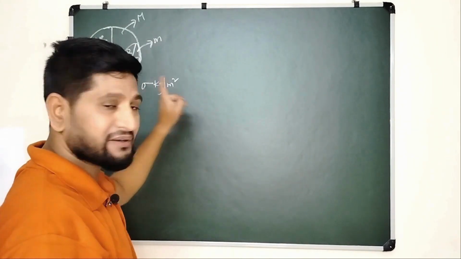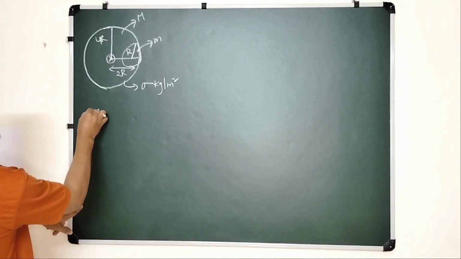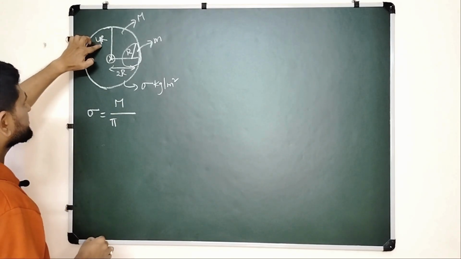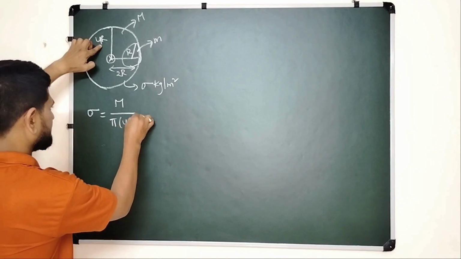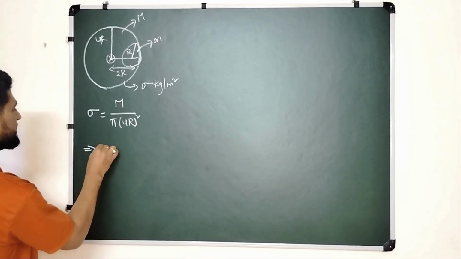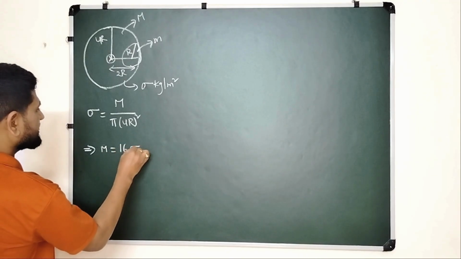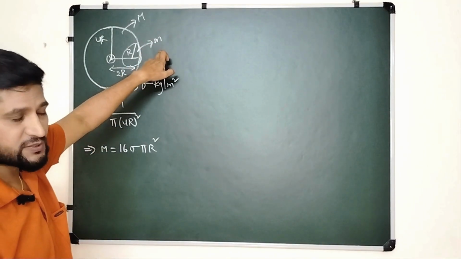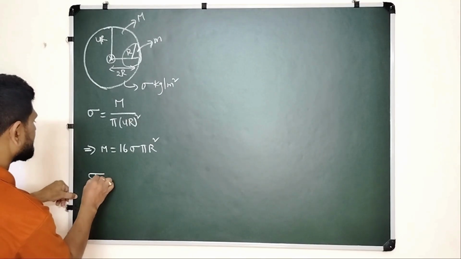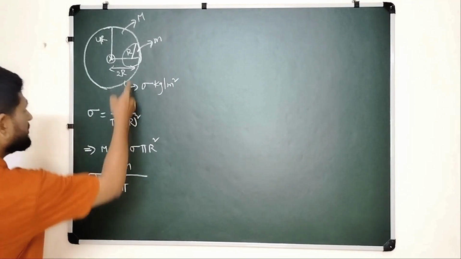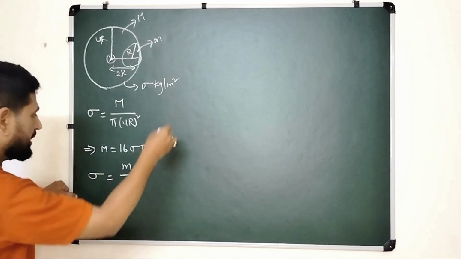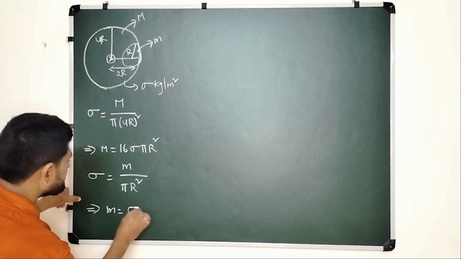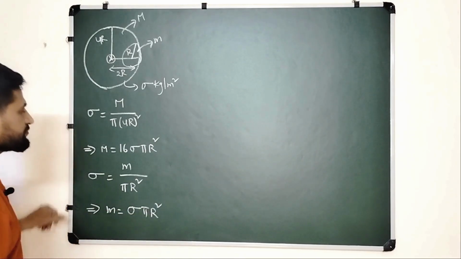Very first, take the density. Sigma is equal to, first case, capital M by pi into, what about the radius of the whole disk? 4r. So 4r whole square. From this, M is equal to 16 sigma pi r square. Now again you need to find out the small m value. So sigma is equal to small m by pi into, what about the radius of the removed portion? r. So pi r square. From this, small m is equal to sigma pi r square.